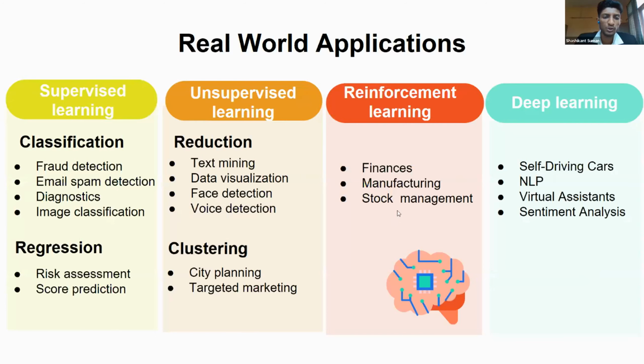Unsupervised learning can be used for face detection, text mining, or targeted marketing. Reinforcement learning can be used for robotics or game AIs. And deep learning can be used for natural language processing or sentiment analysis.